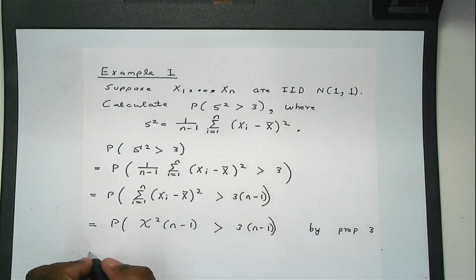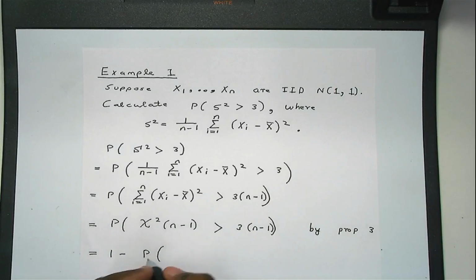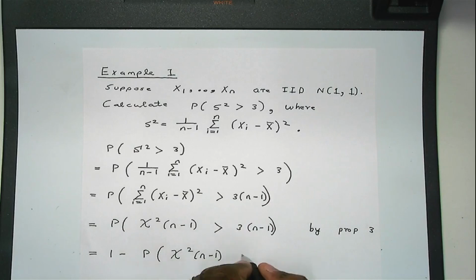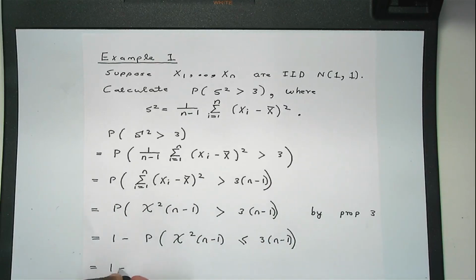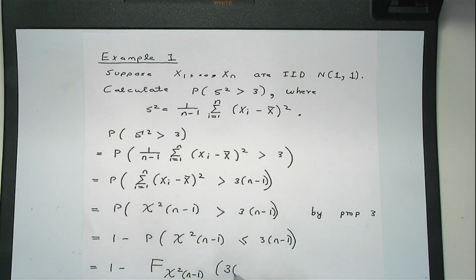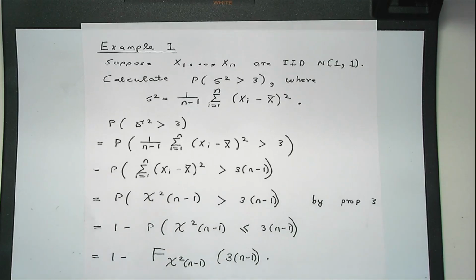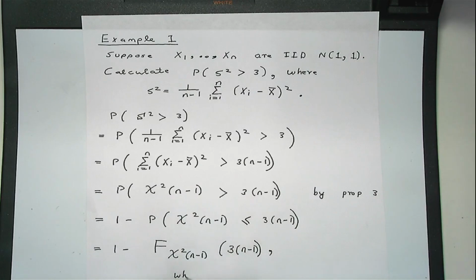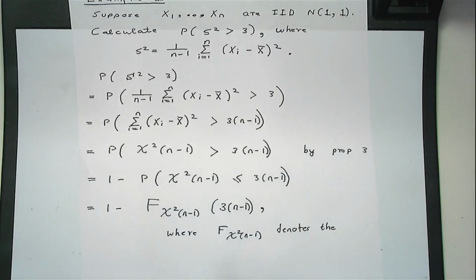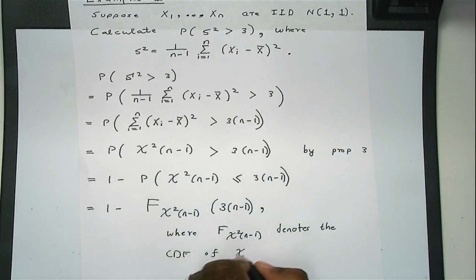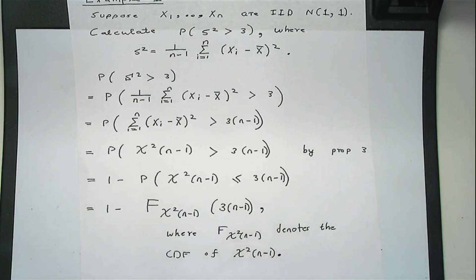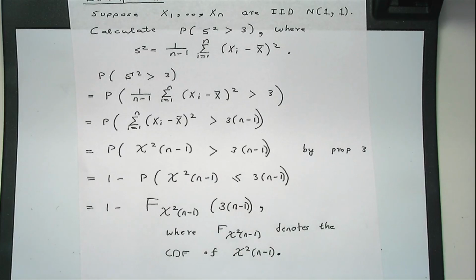Alright, I just wanted to make it clear. So this is 1 minus the probability that chi-squared n minus 1 is less than or equal to 3 times n minus 1. Right, and this is 1 minus, let's say, F, where I'm going to use the notation here to denote the CDF of a chi-squared variable with n minus 1 degrees of freedom, evaluated at 3 times n minus 1. Okay, so this completes the example and also completes the video on chi-squared distribution.